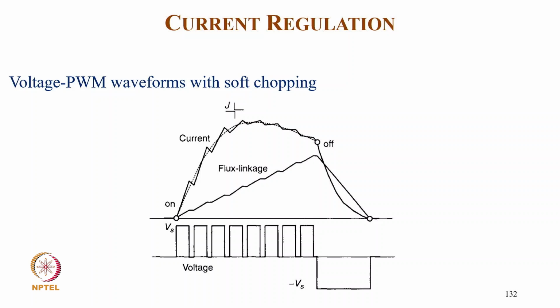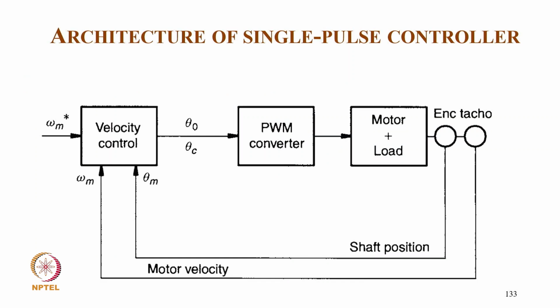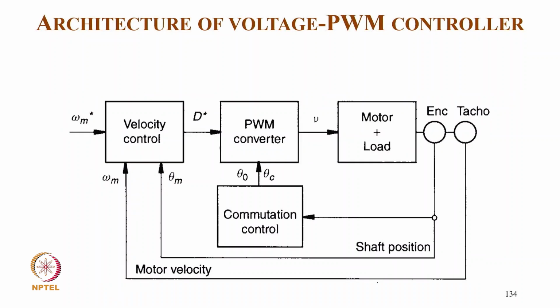You can see how the current goes and how the voltage chopping is there, flux increases, and this is typically the control architecture of single pulse control. So we have, with the encoder and tacho, we get the speed, and we have velocity control, then we have position, so we get theta c and theta 0, and we give to the PWM controller which feeds to the motor and load.